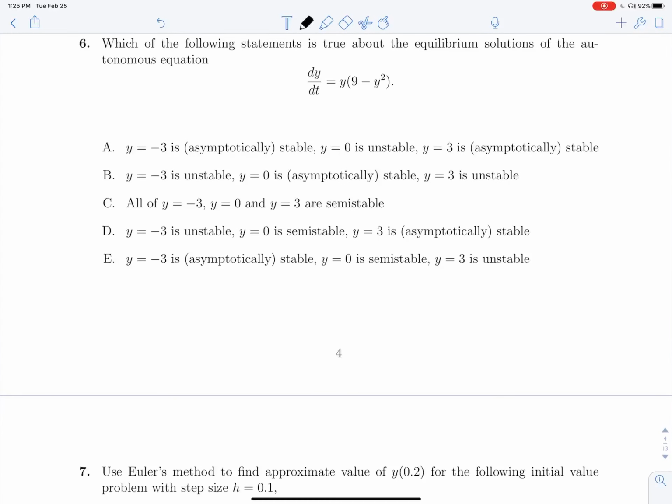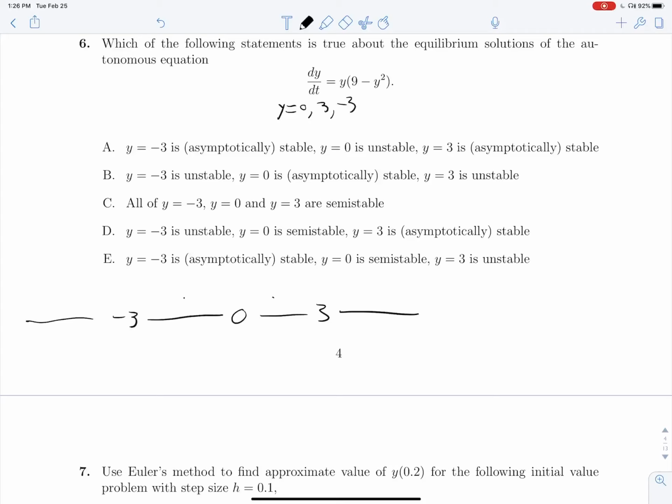6. Which of the following statements is true about the equilibrium solutions of the autonomous equation given here? So first off, we need to find these equilibrium solutions, what they are to begin with. That's just the solution when this is set equal to 0. We'll have y equals 0, 3, and -3. Okay, so how are we going to work with this? Well, let's draw out a number line. -3, we have a line extending past that all the way to -infinity, 0, 3, and up to infinity.